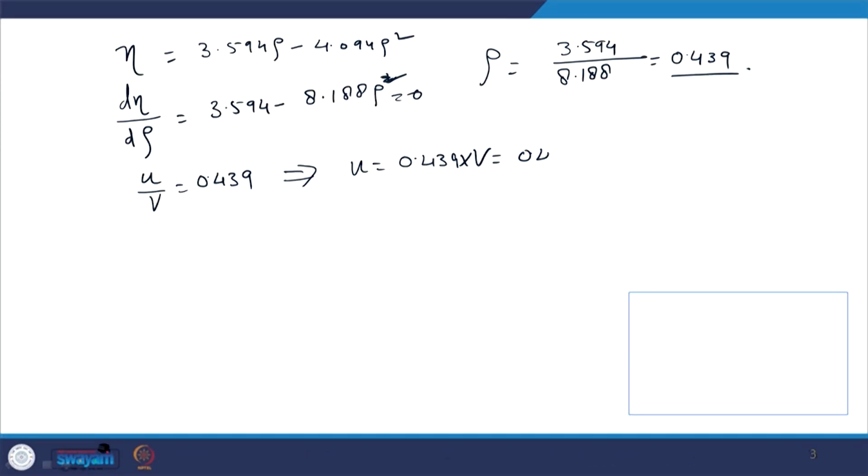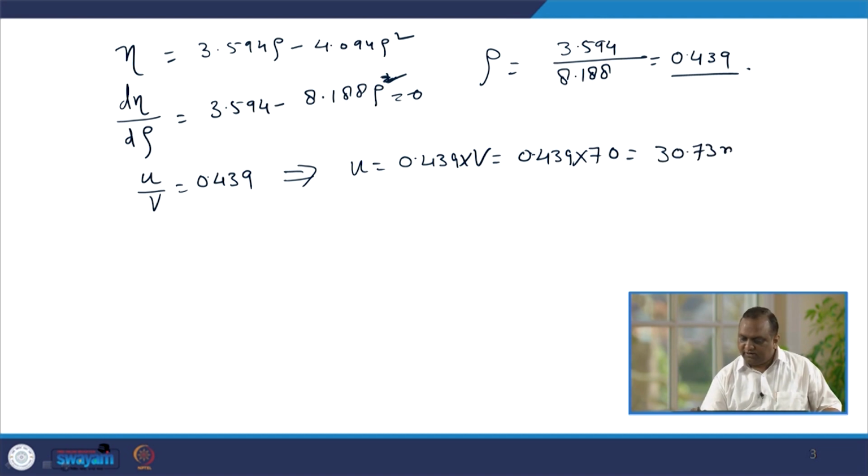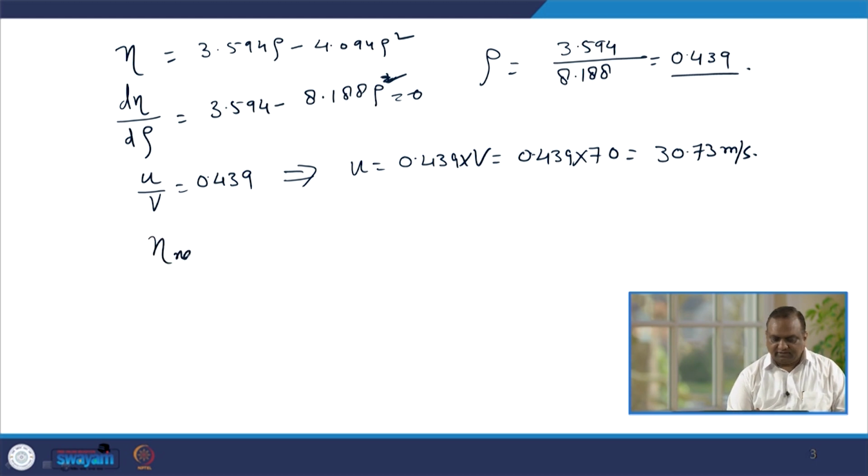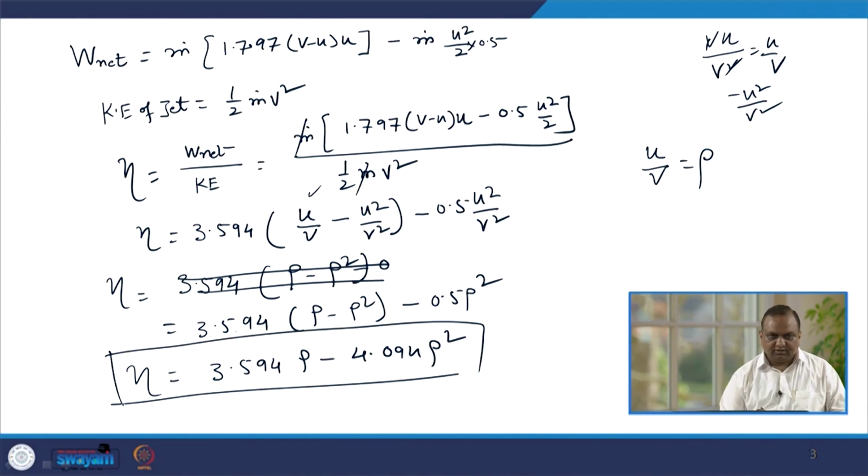So, 0.439 into 70 is going to be equal to 30.73 meters per second. That is the peripheral velocity. Now, once we know the peripheral velocity, we can find the maximum efficiency. It is simply 0.439, that is rho, 3.594 minus 4.094 into 0.439. We have used the similar formula.